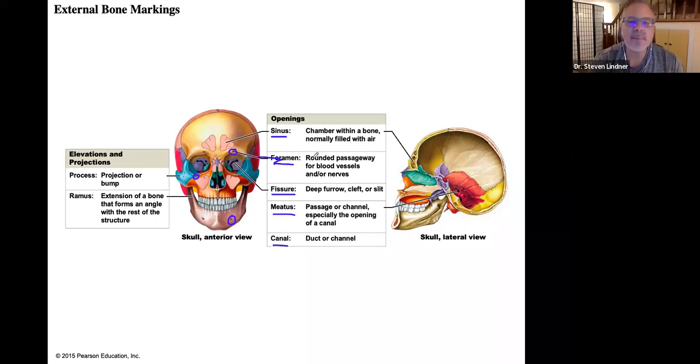When we look at a foramen, there's lots of foramen that you're going to be held accountable for. A foramen is really a hole. It's a passageway. And through that hole or passageway that we see in the skull, in many of them you're going to have nerves and blood vessels that travel through there.